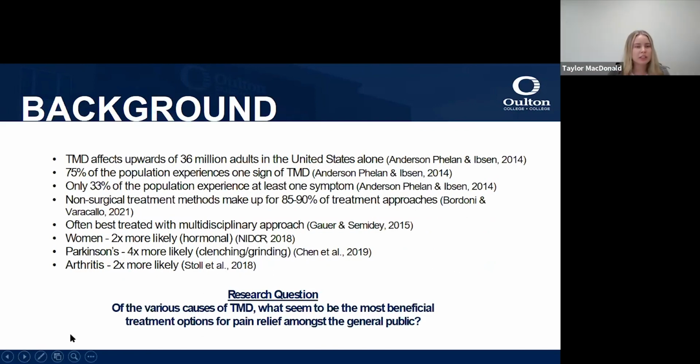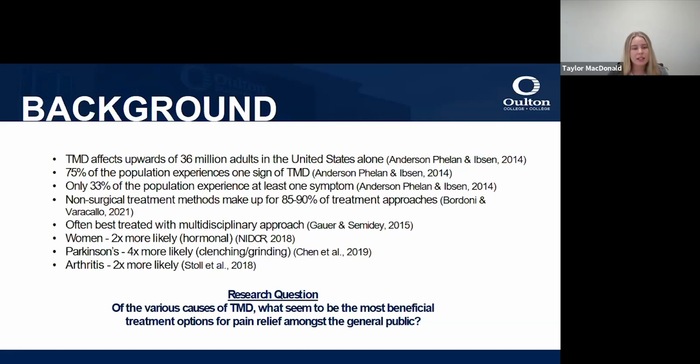So for our background, we looked at previous research that was already done on the topic of TMD in regards to pain experienced and how people went about figuring out what was causing that and what the best treatments were for them. While doing our background research, we found that TMD affects upwards of 36 million adults in the United States alone, and 75% of the population experiences at least one sign, whereas 33% experience at least one symptom. The non-surgical treatment methods, which would include stuff such as massage therapy, bite plane, etc., made up about 85 to 90% of treatment approaches for TMD.